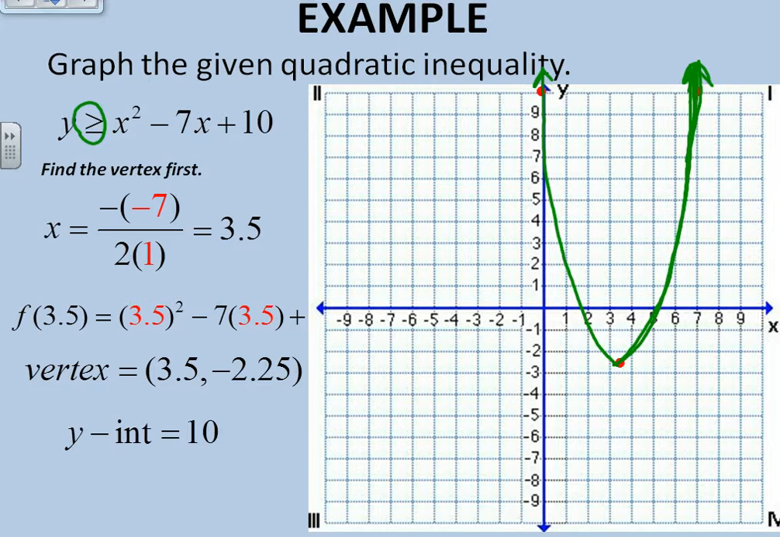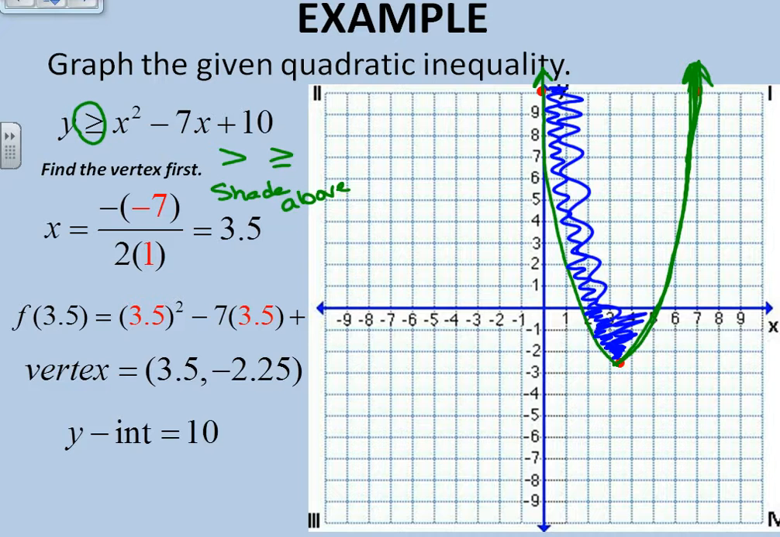Anytime you graph an inequality, you're going to have shading somewhere. If you remember, we said that if we had a greater than or equal to, we were going to shade above the vertex. So we'll begin shading above our vertex, which basically just starts right above the vertex. And again, we're going to treat the parabola as a boundary, so we can't cross the boundary with our shading.